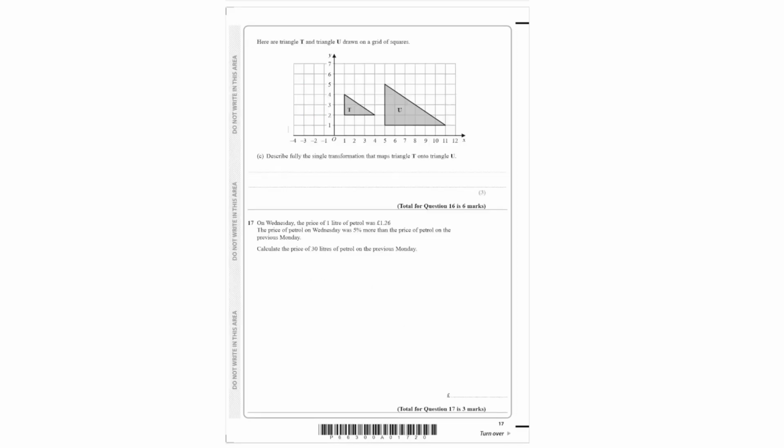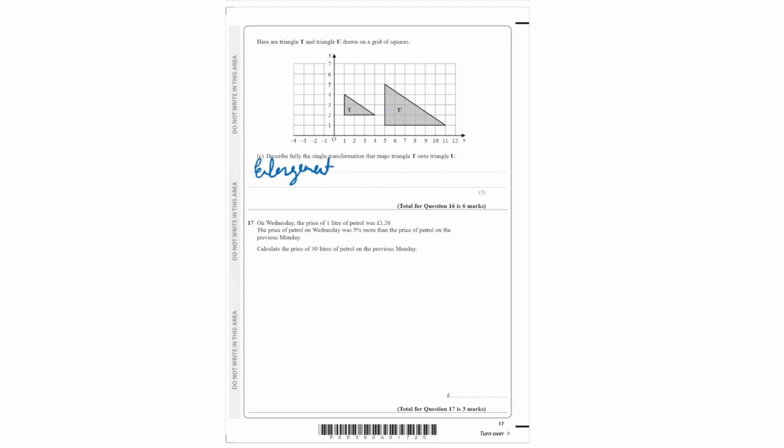Here are triangle T and triangle U drawn on the grid of squares. Describe fully the single transformation that maps triangle T onto triangle U. So we can see that T goes by enlargement by a certain factor. So let's write here enlargement.